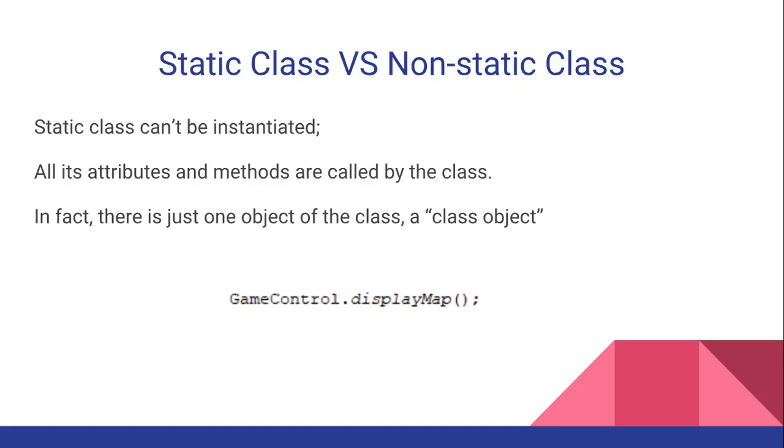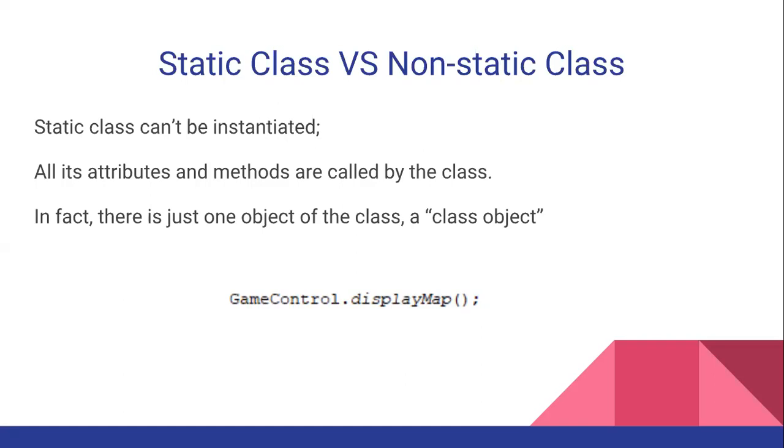In fact, there's just one object of the class. So the class object will call and change all of the attributes, and because of this, there's just one instantiation or one variable in the entire system of the static class.